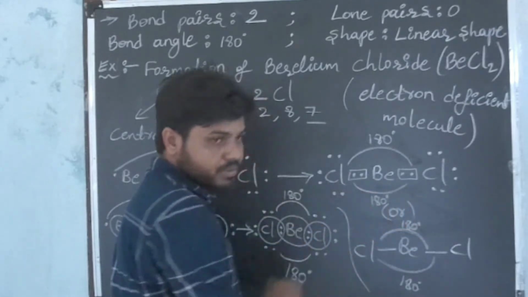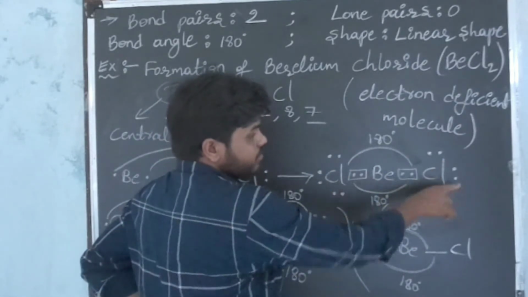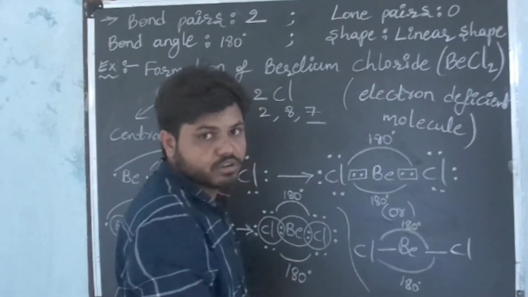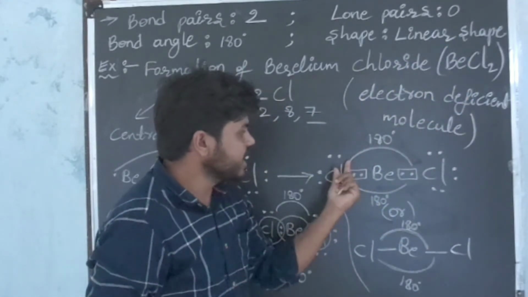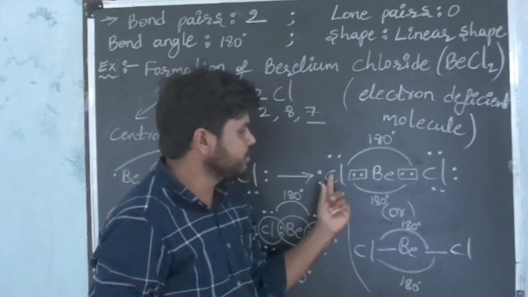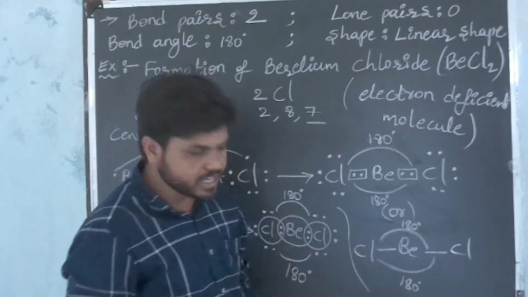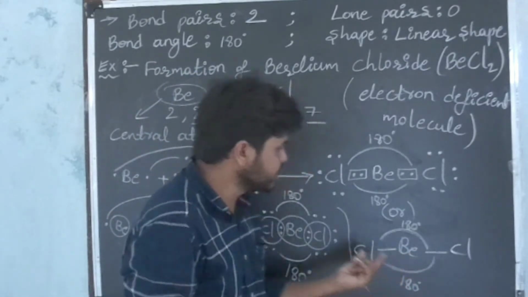By looking at this shape, we can say the shape of the molecule is linear. The shape of the beryllium chloride molecule is linear, and the angle is how much? 180 degrees. The angle between bonded atoms is 180 degrees. Here also 180 degrees.